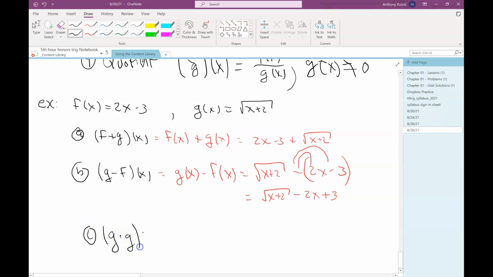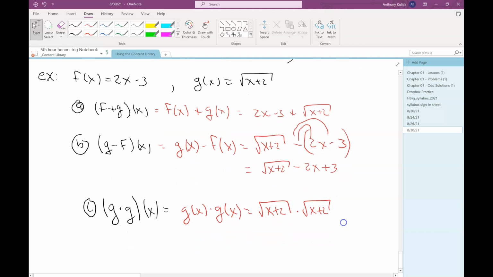All right, let's say we have g times g of x. Well, that's g of x times g of x. I was supposed to change colors there, so you can see the difference between the problem and the work. That's going to be square root x plus 2 times square root x plus 2. Can we simplify that at all? What does it simplify to?